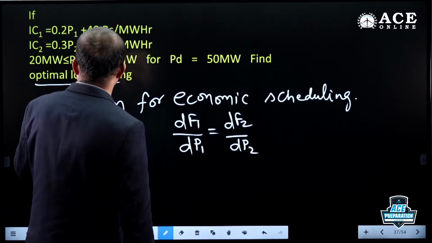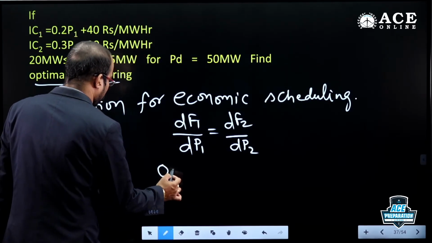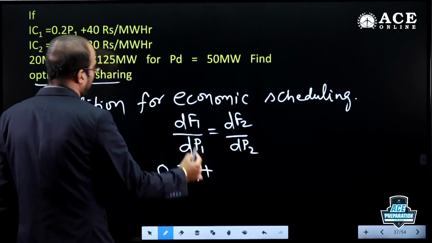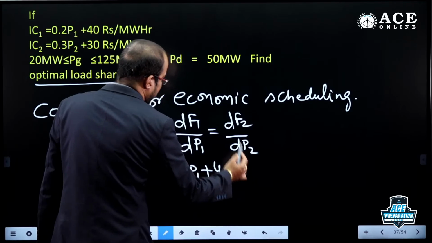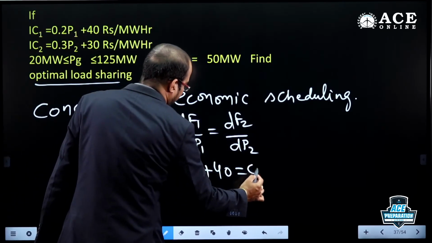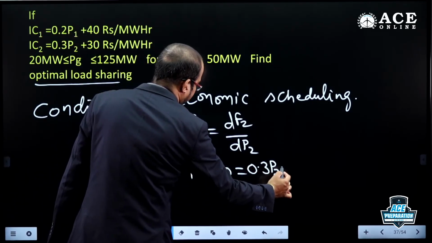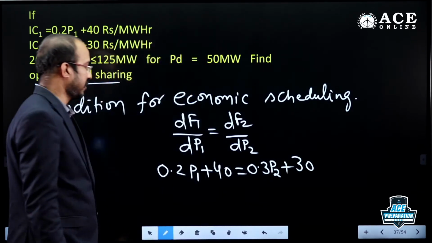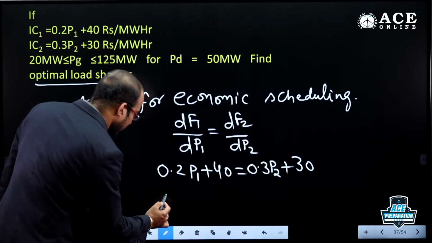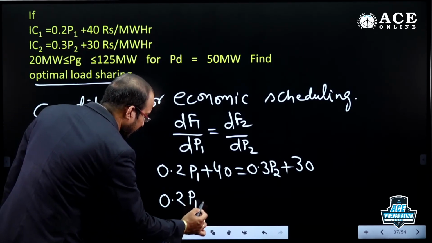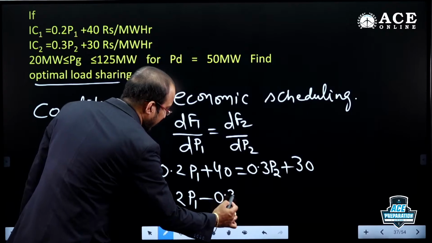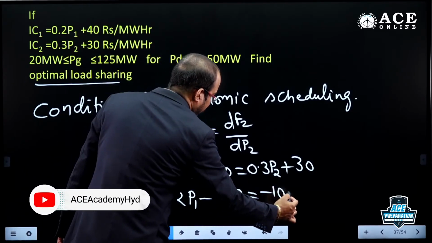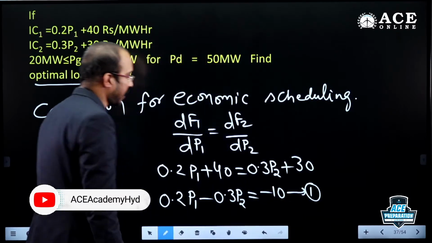So here IC1 is nothing but 0.2 P1 plus 40, given. What is df2 by dp2, given? 0.3 P2 plus 30, that is given. So we got one equation, that is 0.2 P1 minus 0.3 P2 is equal to minus 10. This is one equation.